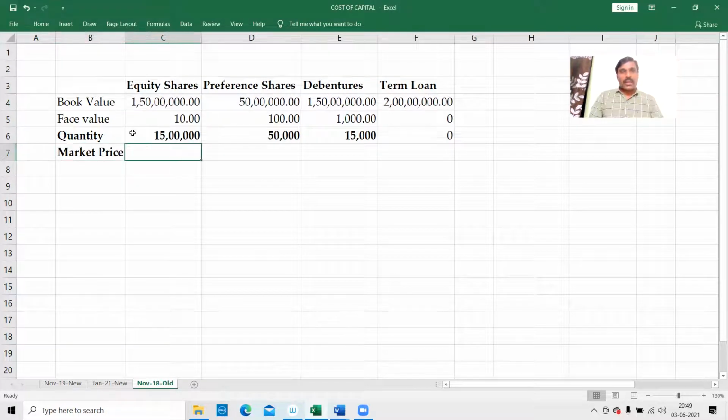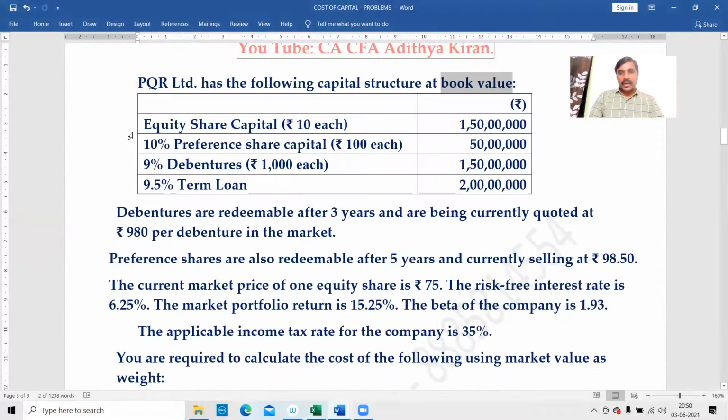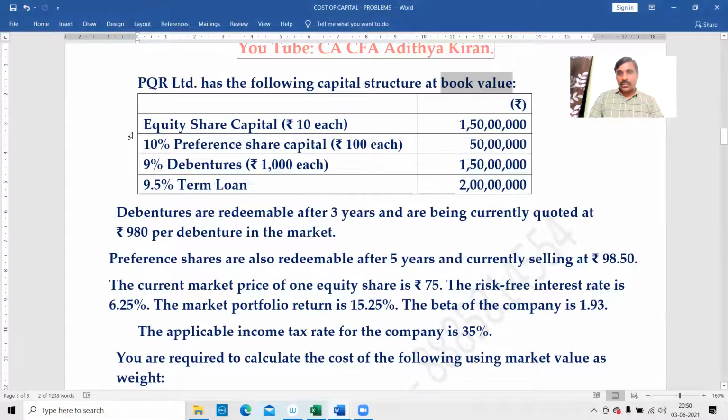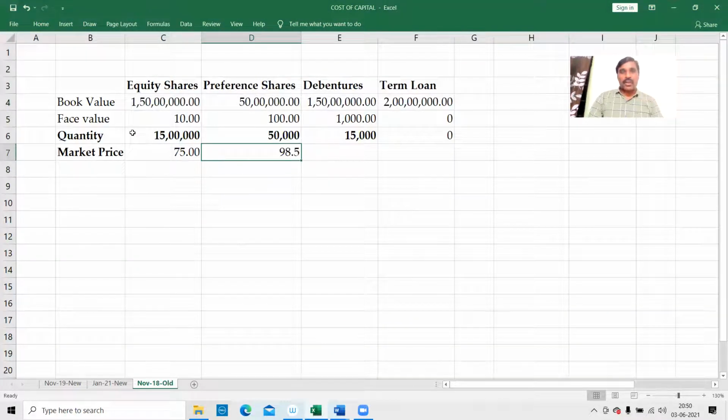What is the market price of equity share? 75 rupees. Market price of preference shares is 98.50. And debentures are quoted at 980. Term loans not applicable. So therefore, market value.